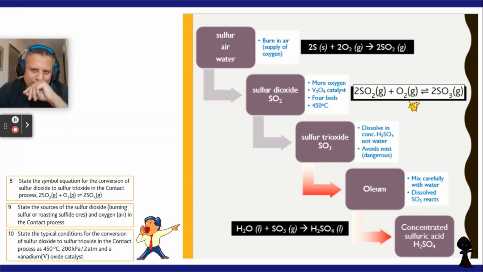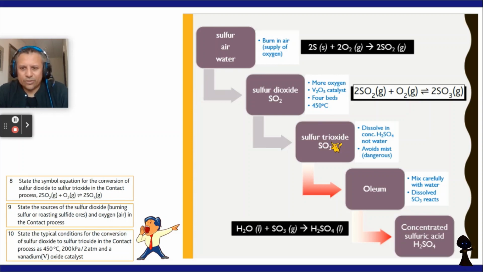So you actually need to have more air. You've got your vanadium(V) oxide catalyst. You've got 4 beds of it, and you've got 450 degrees Celsius. The sulfur trioxide is then dissolved between the 3rd and the 4th bed in concentrated sulfuric acid. It's not dissolved in water. The reason why is because if you dissolved it in water, you'd actually get a massively hot mist of acid, which is massively dangerous. So you avoid that.